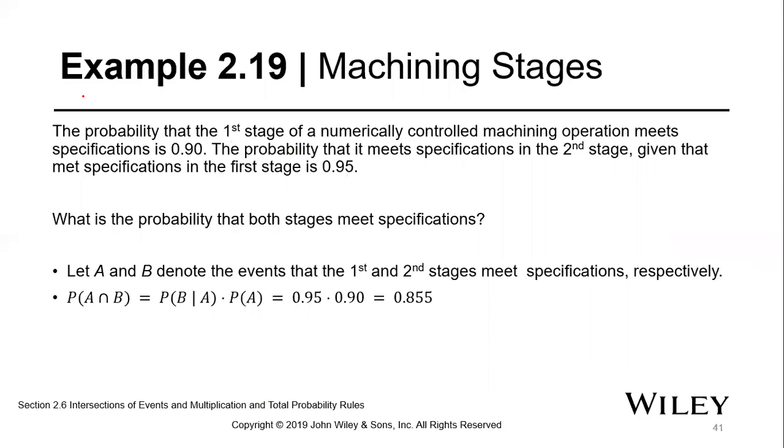An example of this: the first stage of a numerically controlled machine's operations meets specifications 90% of the time, pretty decent. And the probability that it meets specification in the second stage, given you meet specifications in the first stage, is 95%. So what is the probability that both stages meet specifications? Using this rule, the probability of B given A times the probability of A. The probability of B given A is the second stage, because we've already met the first one, at 95%, and the probability of your first event is 90%, giving a total of 0.855. So we have about an 86% chance of meeting specifications for stages 1 and 2 respectively.